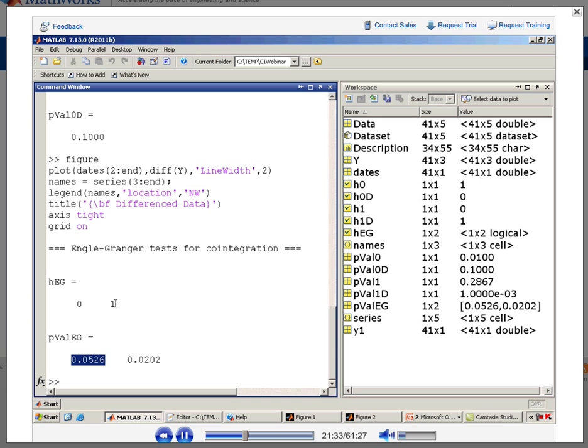On the other hand, if we use this other test statistic, which is typically used in Dickey-Fuller tests, we get rejection at a 2% level here, rejection of the null of no co-integration. So it seems like there's some evidence here, at least, that these variables might be co-integrated.